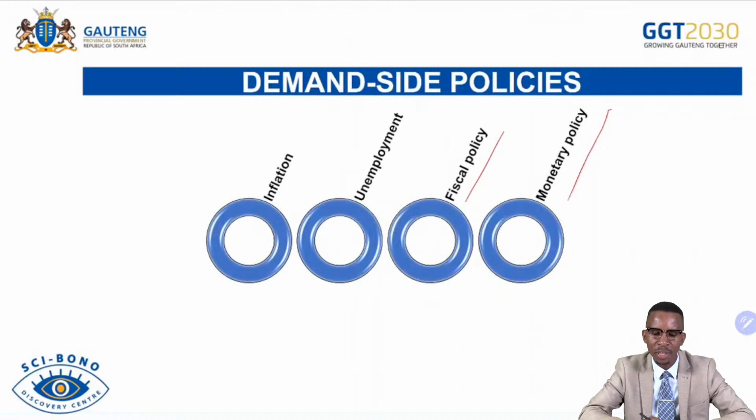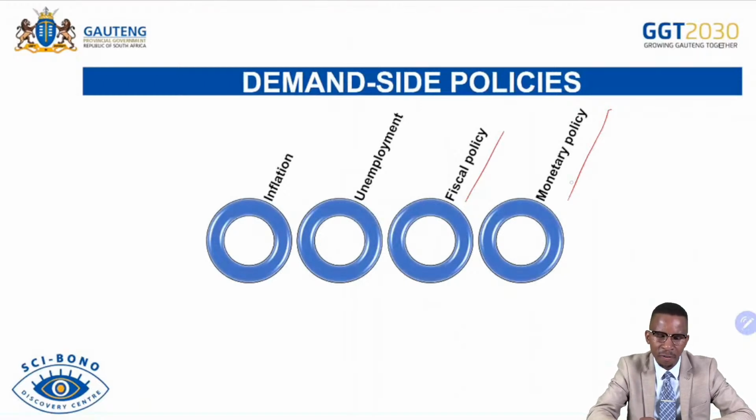If ever the economy is at peak, there must be contractionary fiscal policy. If it's at trough or facing a contraction period, there must be expansionary fiscal policy. If ever the economy is at peak, there must be contractionary monetary policy. If ever the economy is at trough, there must be expansionary monetary policy.